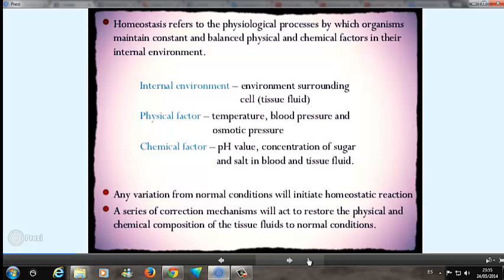Any variation from normal conditions will initiate a homeostatic reaction. A series of correction mechanisms will act to restore the physical and chemical composition of the fluids to normal conditions.